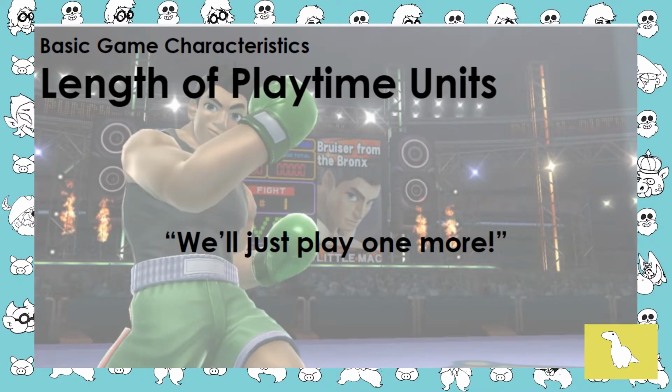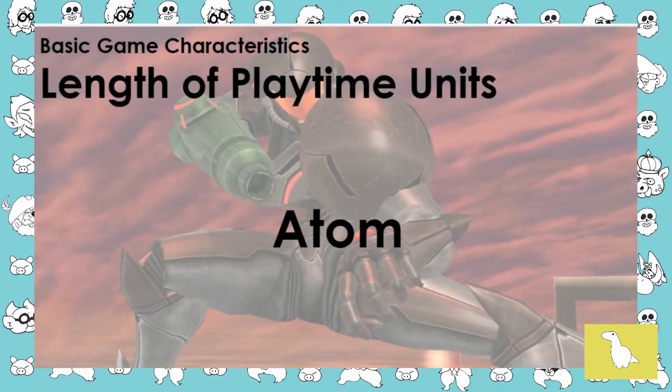The idea here being is we'll just play one more, but what is one more? Well, one more what? It can be very, very different depending on if you're playing Smash Bros or a D&D session or something like that. It could be a very, very long period of time. So the first one is the atom.